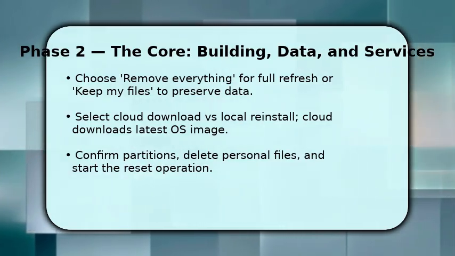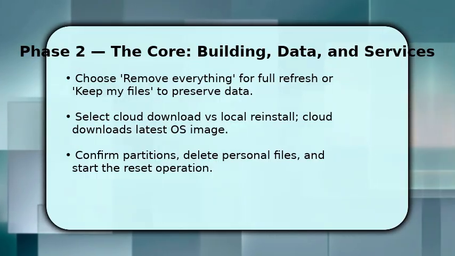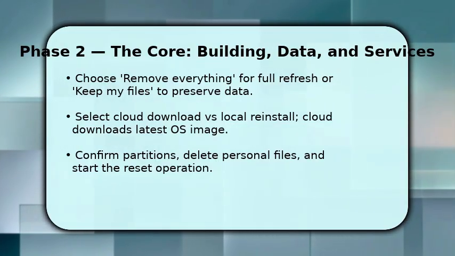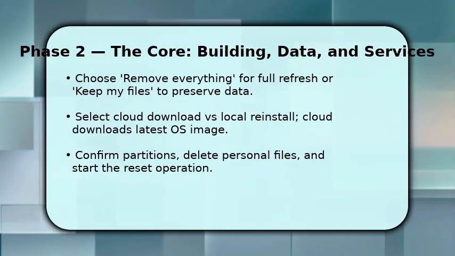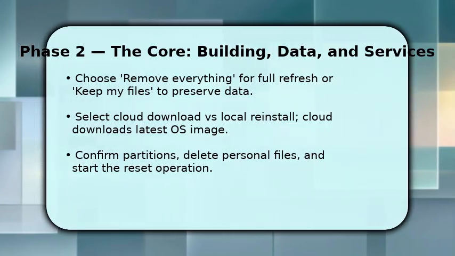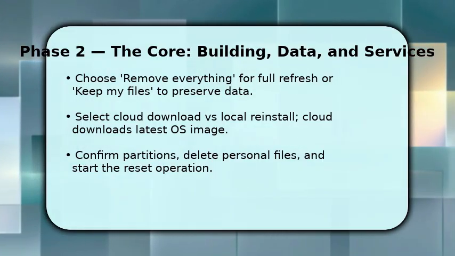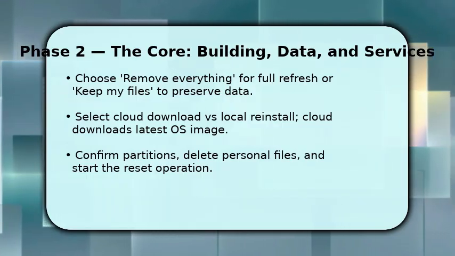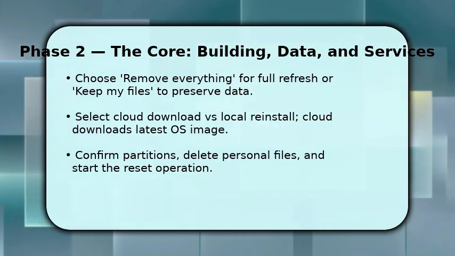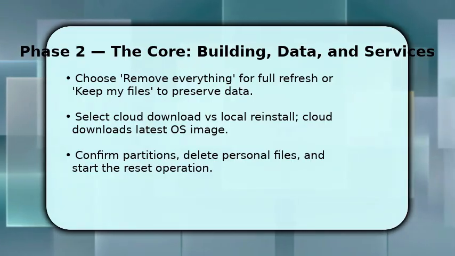Select Remove Everything for a complete clean, or Keep My Files if you want apps removed but data preserved. Then pick Cloud Download to get the latest OS image or Local Reinstall for speed. Cloud helps avoid outdated patches. Make sure you review which drives and partitions will be wiped, because selecting the wrong one erases more than intended.